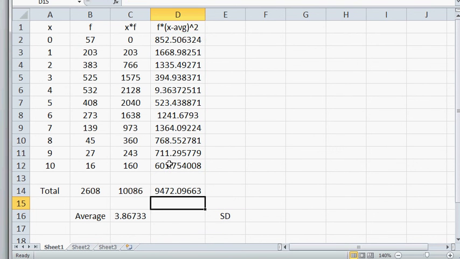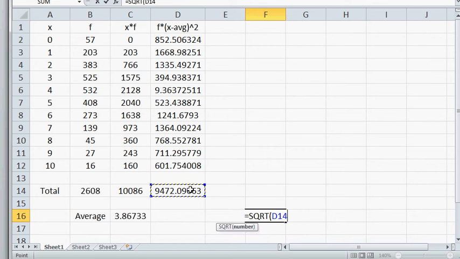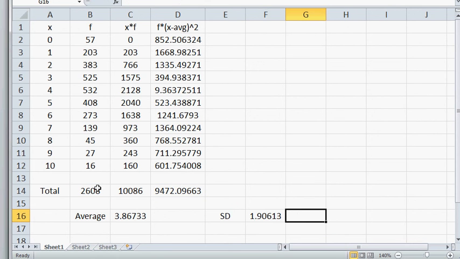is equal to 9,472, and so therefore the standard deviation will be equal to the square root of this sum divided by the count minus 1. This is a sample, not a population, and so I have to divide by n minus 1 when figuring out the standard deviation, and so that gives me a standard deviation of 1.906.